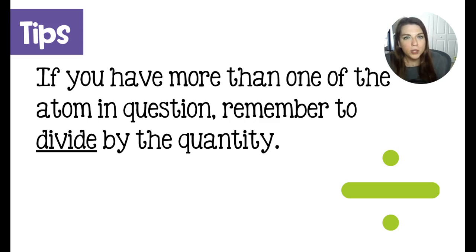Also, if you have more than one atom of a particular element in your compound, like we had in the barium nitrate, it's important to remember to divide by the quantity of that particular element because the total charge is, like I said, the sum of all of those atoms. That is all on oxidation states.